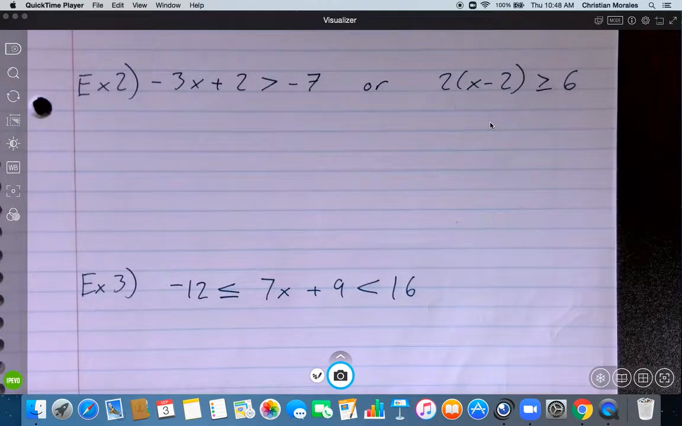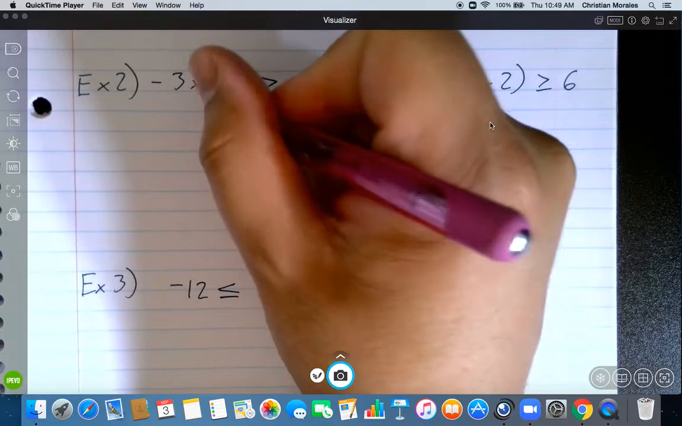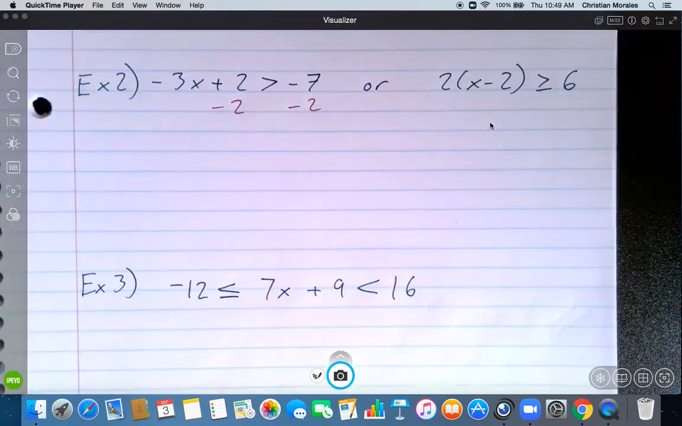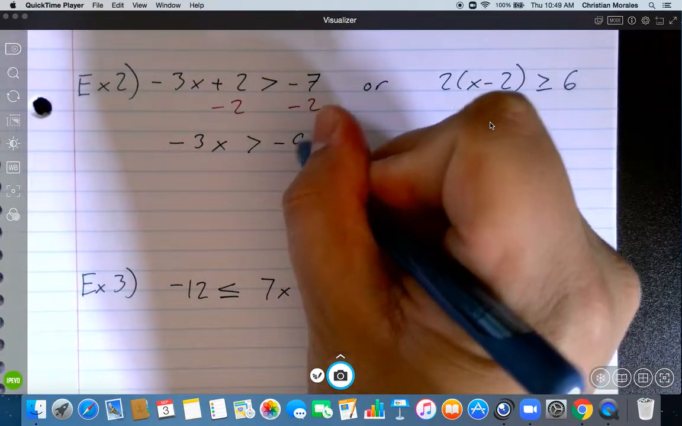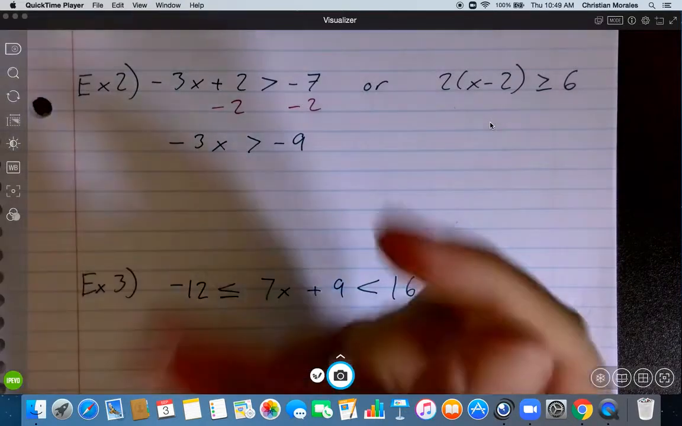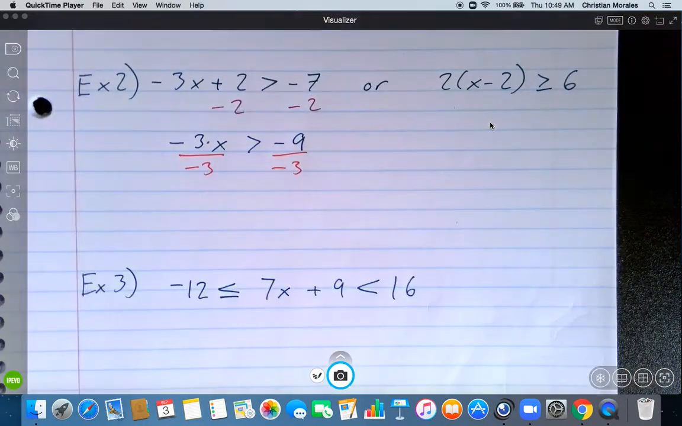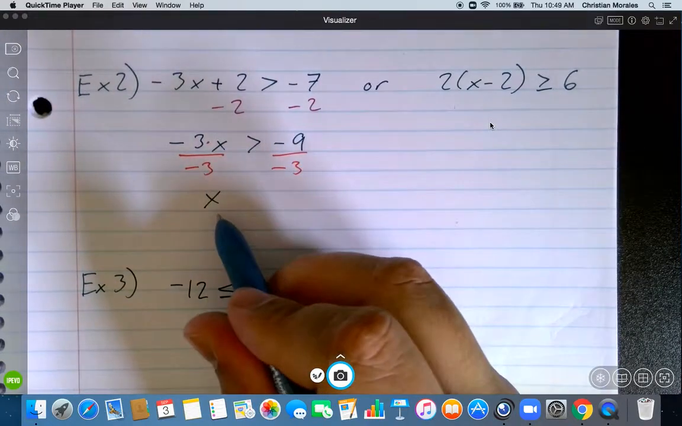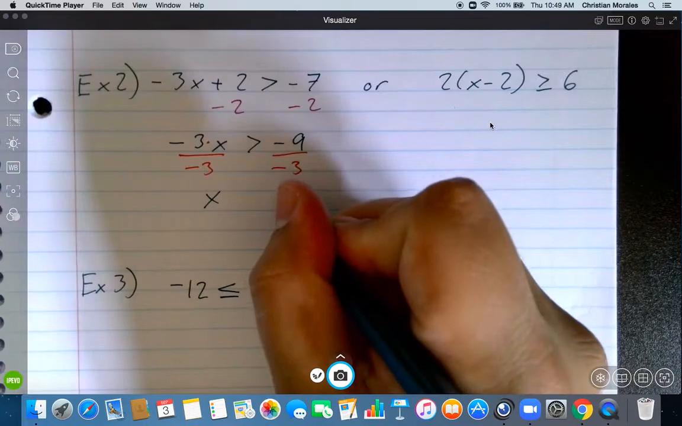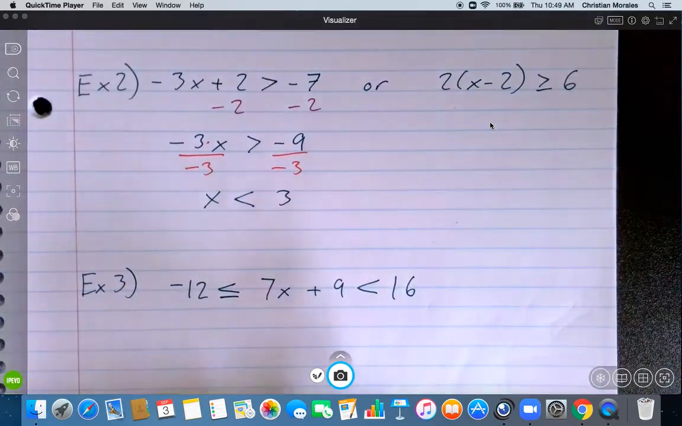Again, we have two inequalities, so we're solving them both. We're going to use inverse operations to solve for this one, and then we're going to use inverse operations to solve for this one. Starting with this, I'm going to do -2, -2. That's going to leave me with -3x and -9. Next, this -3 is multiplying, so the inverse is dividing. So I'm dividing both sides by -3. What that means is my x becomes a positive. There's no negative anymore over here. This becomes a +3 because I'm dividing negative by negative. And because I did that, the sign flips. So that's the answer here.